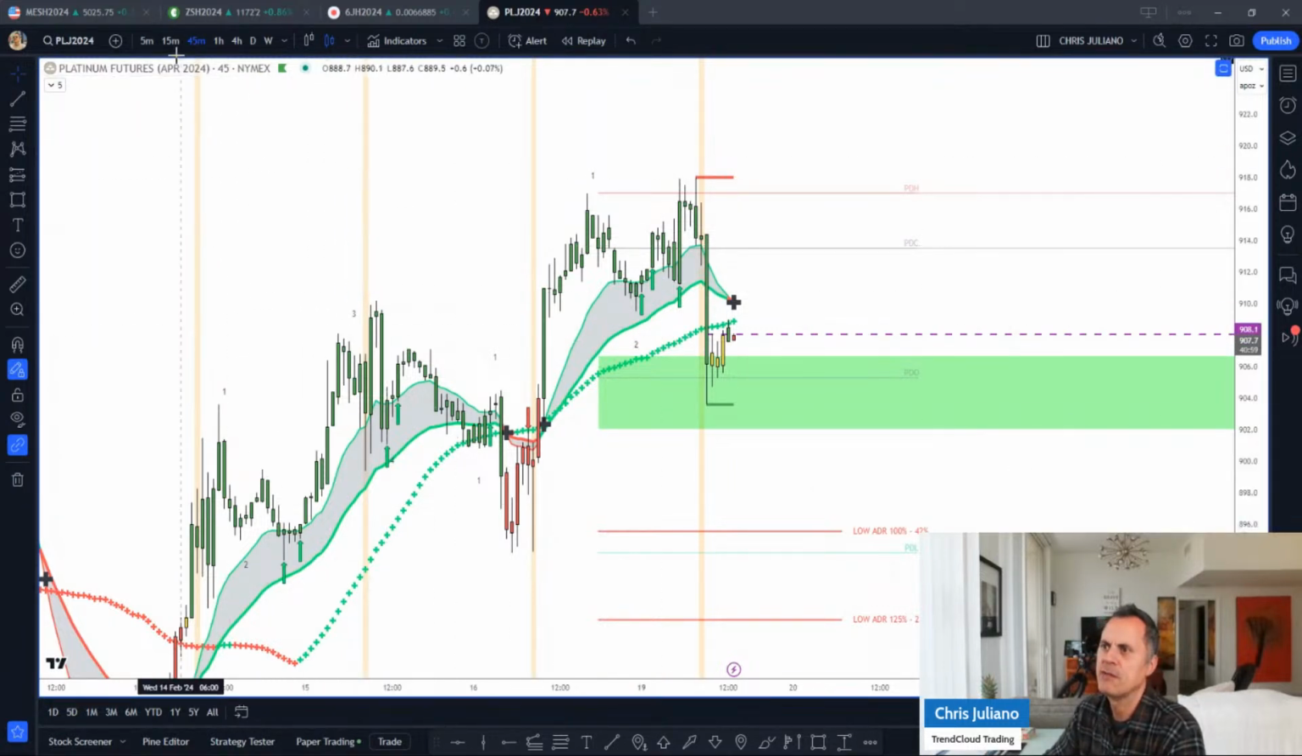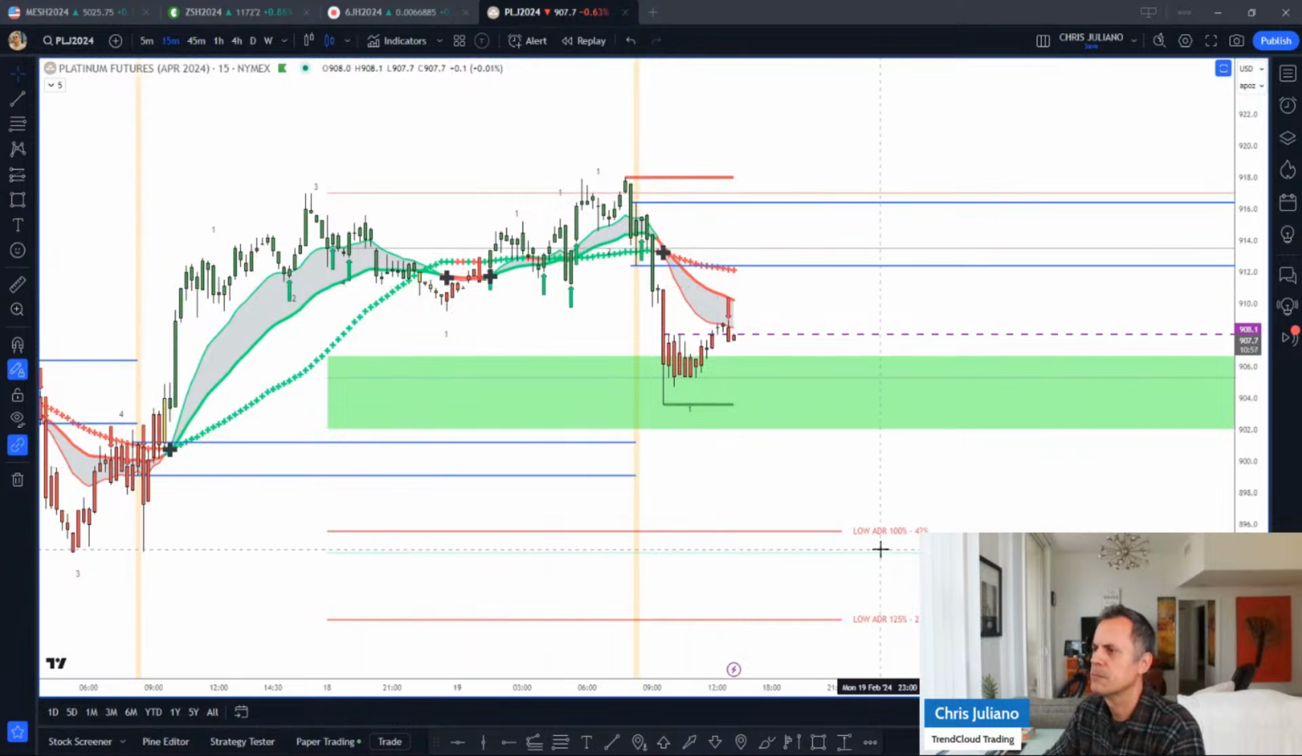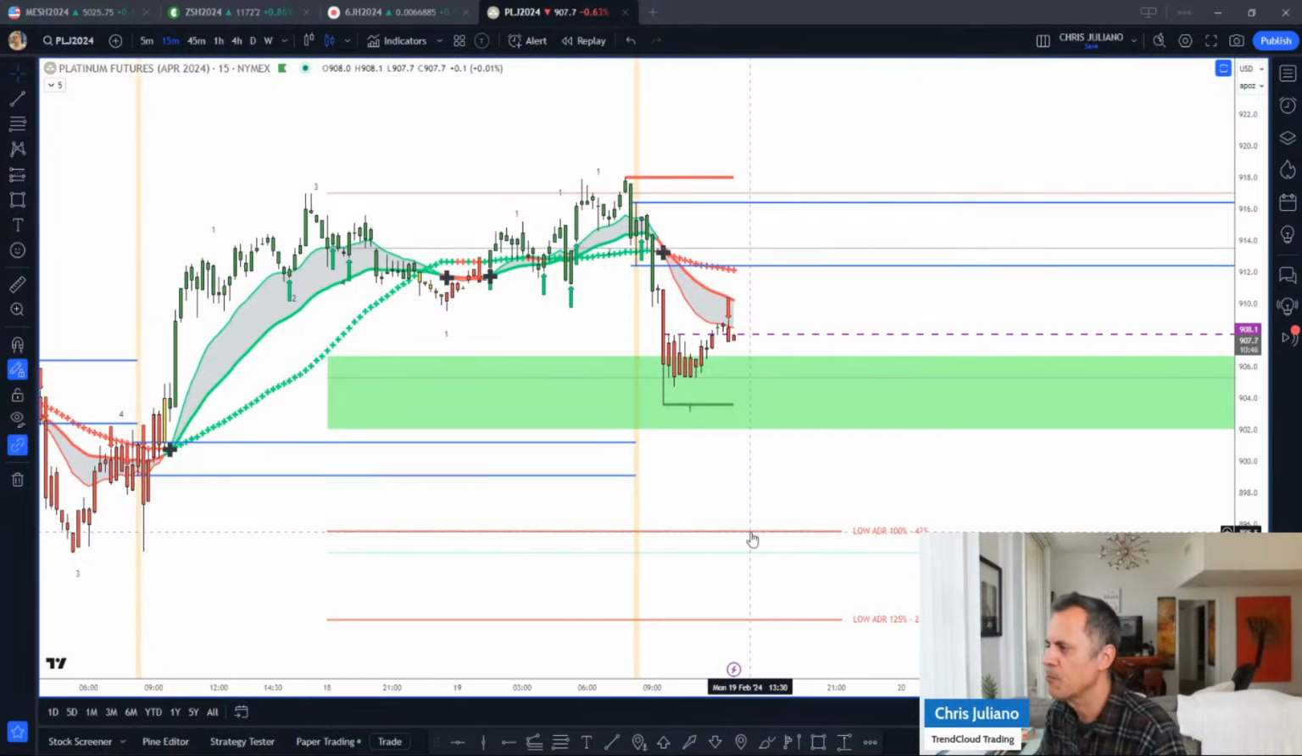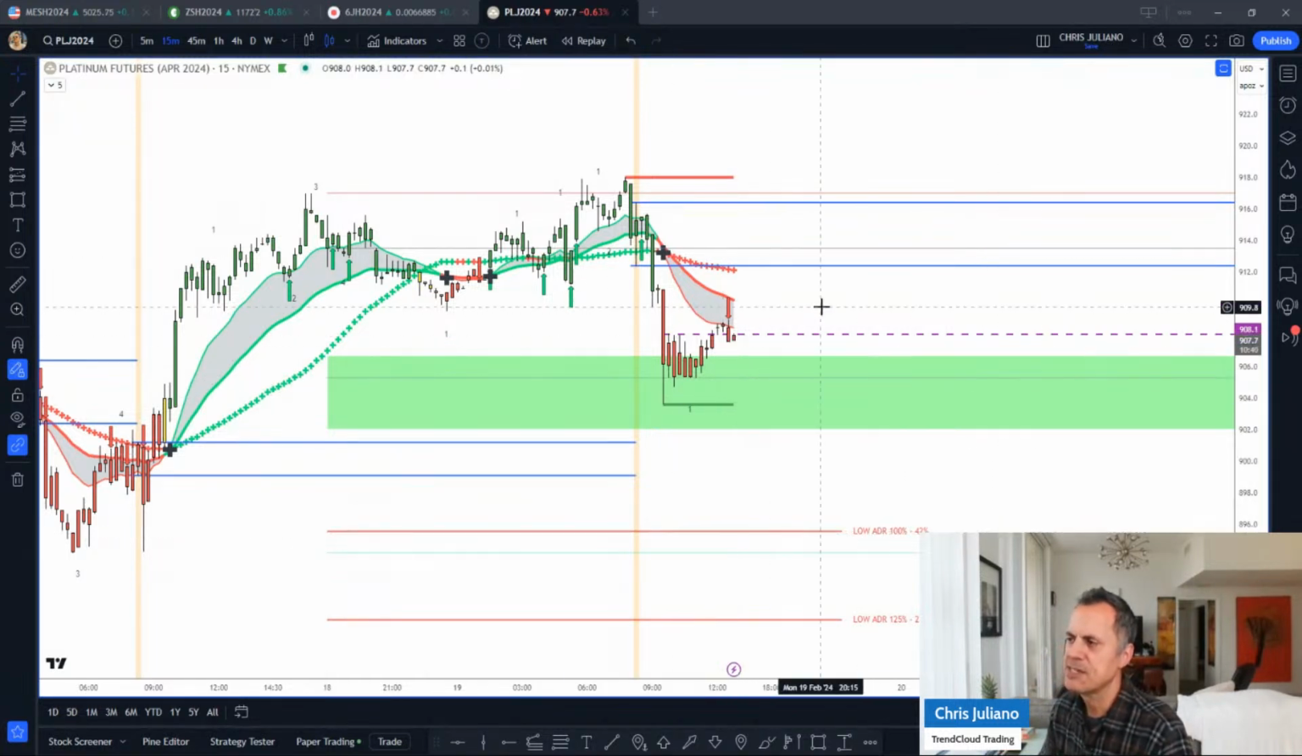Go out to the 15-minute chart. Yep, pulling back down. ADR level is all the way down here. So we're kind of in between, right? I think we need to wait for some more information and then we can start taking this trade long again. But we'll need to see how this reacts.